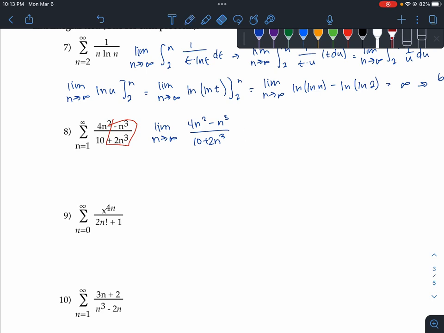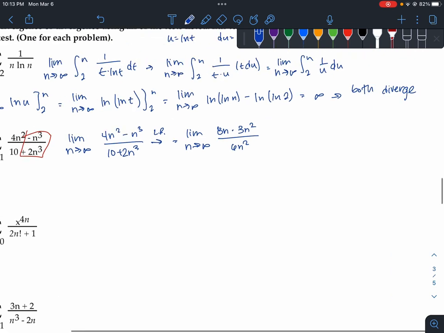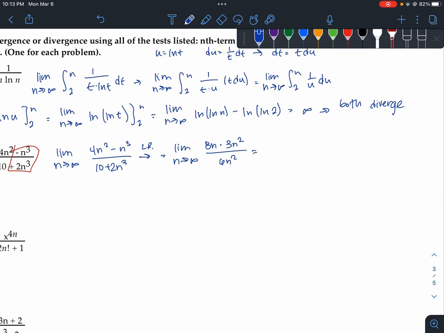So let's show that it does not equal 0. Well, if I plug in infinity, I get infinity over infinity, an indeterminate form, so use L'Hopital's rule. Then this will be equivalent to the limit as n approaches infinity of 8n minus 3n squared divided by 6n squared, which again, if I plug in my bounds, I get infinity over infinity, so I'm going to need L'Hopital's rule again, and that's going to be equal to the limit as n approaches infinity.